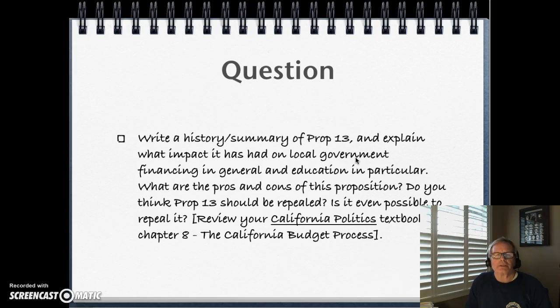And strangely enough, at the time that this measure was passed by the people, Jerry Brown was governor. And he and the California legislature didn't address it, and so the people did. And so it's been something that California's had to deal with ever since, right? So in terms of public financing, this proposition had a huge impact on local government and education in particular. So again, it has several elements to this question, so make sure you address each of those elements.